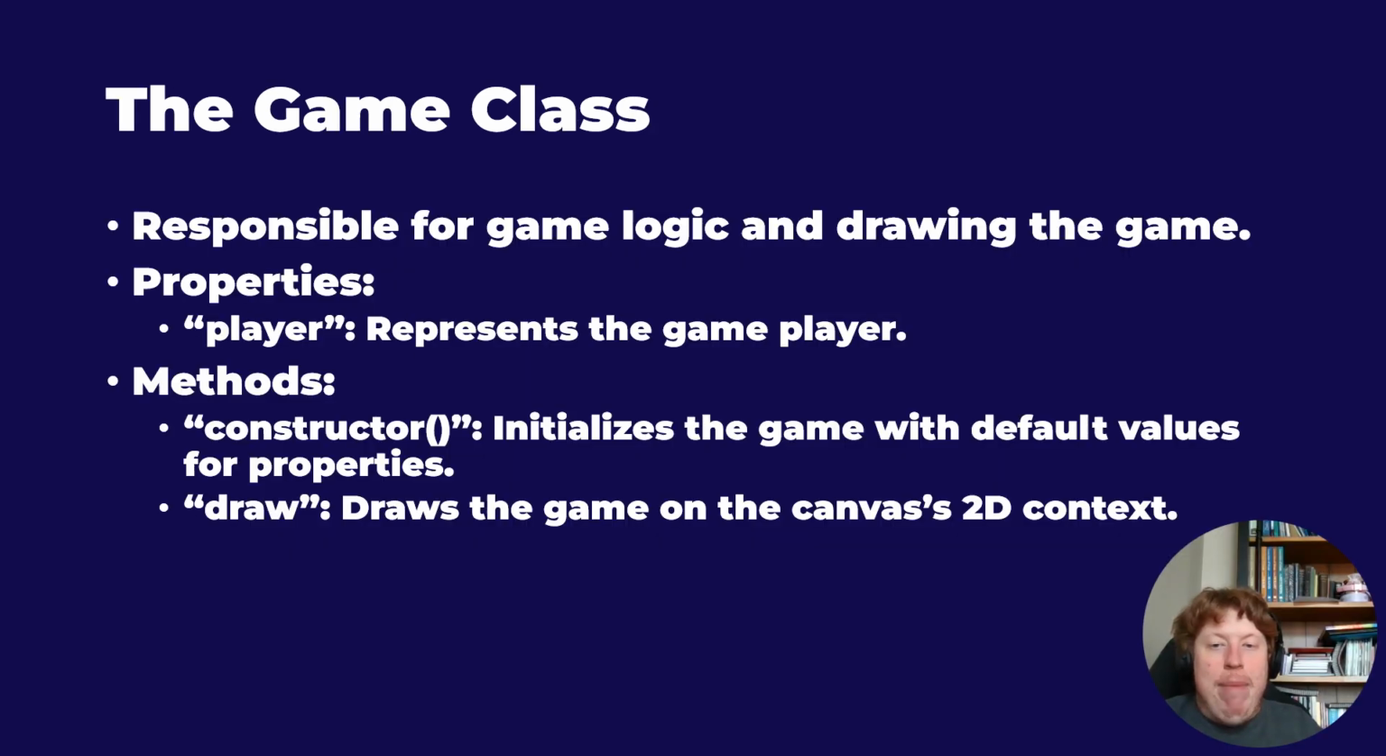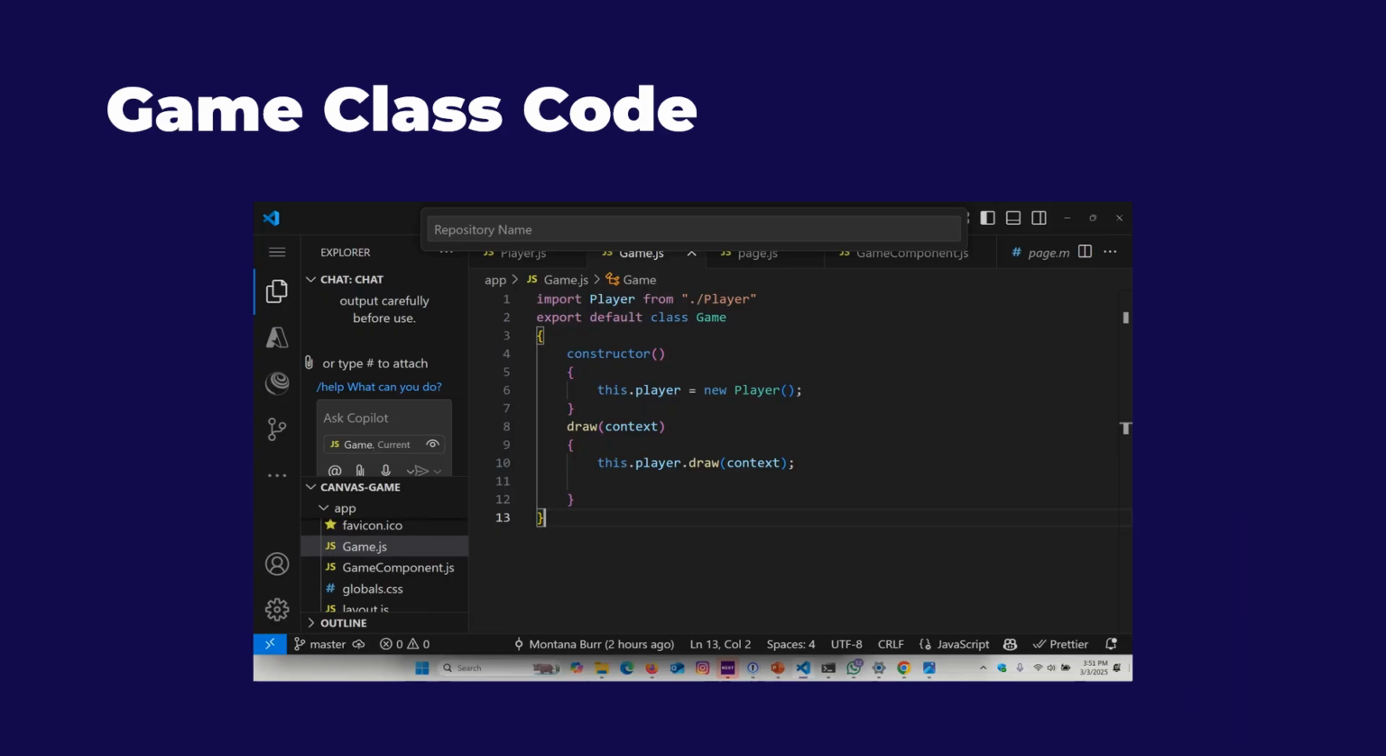Next, let's create the game class. This class will be responsible for game logic and drawing the game. It will have these properties and methods. The player property represents the game player. The constructor method initializes the game with default values for properties, and the draw method draws the game on the canvas's 2D context. And here's what the game class code should look like right now.